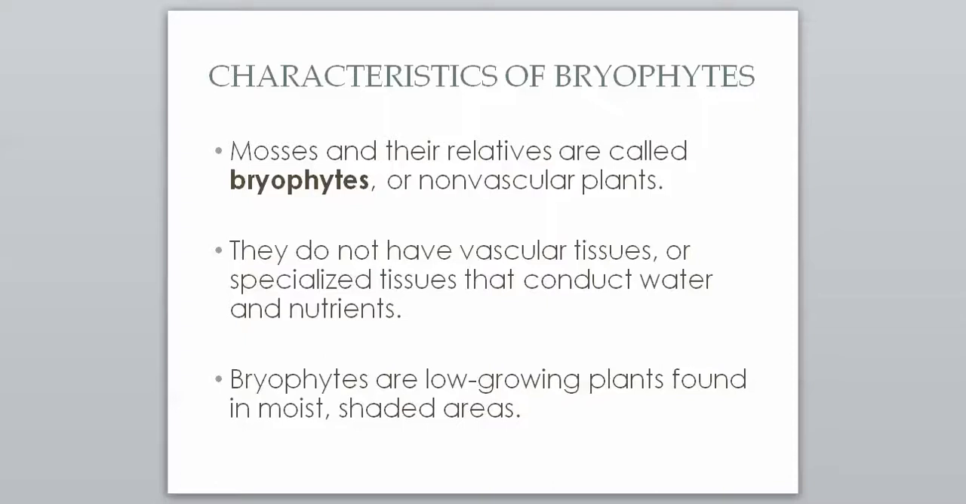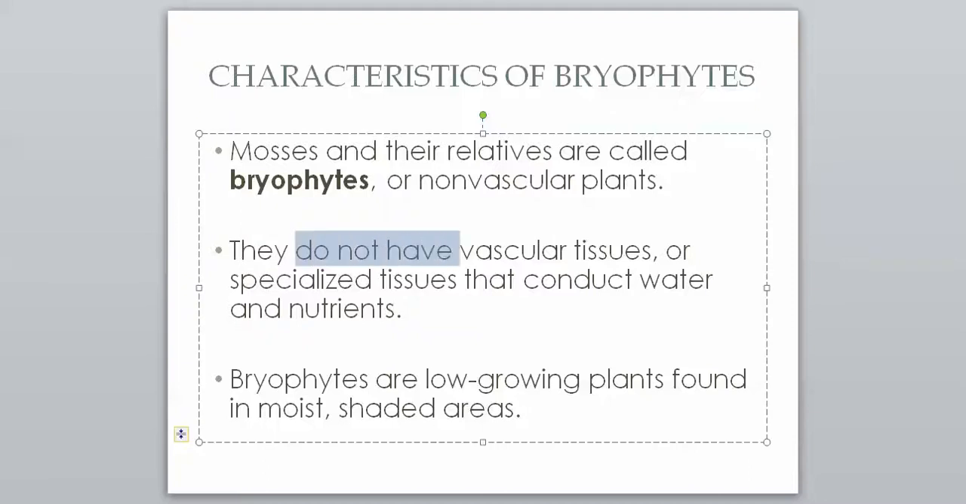Mosses and their relatives are called bryophytes, are non-vascular plants. They do not have vascular tissues or specialized tissues that conduct water and nutrients. So, we're going to consider these the plants that do not have vascular tissue. That's the most important part. They do not have vascular tissue, so they have no way of getting water throughout the rest of their entire plant body like other plants do.